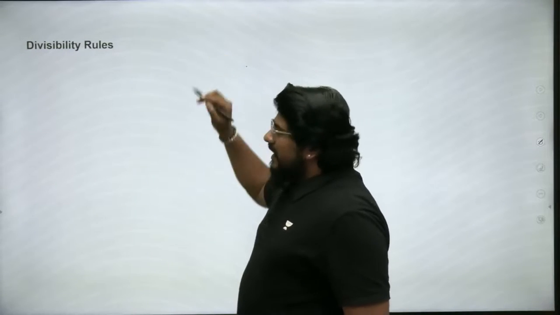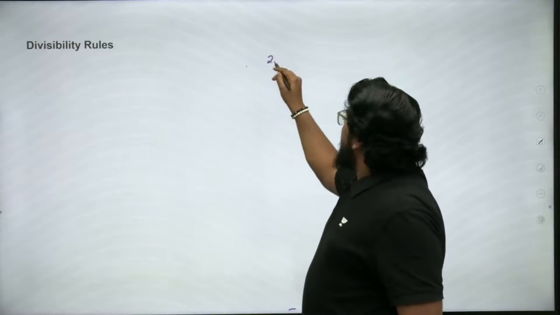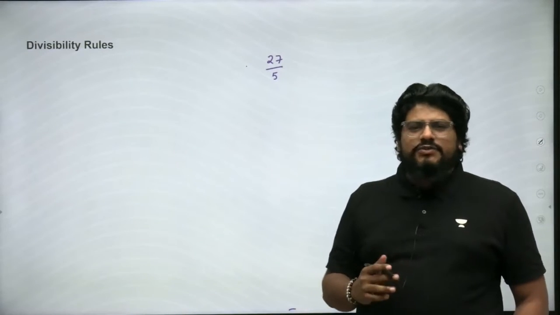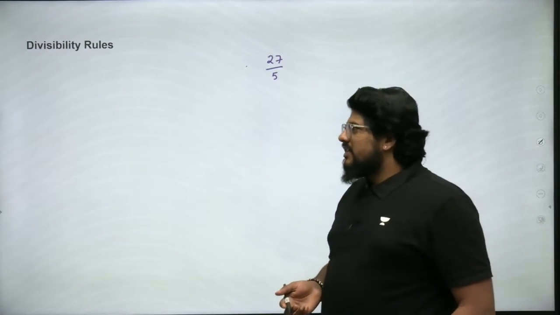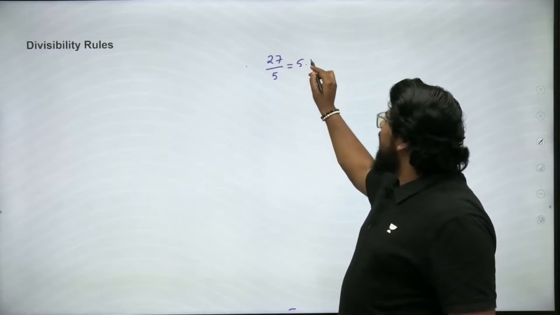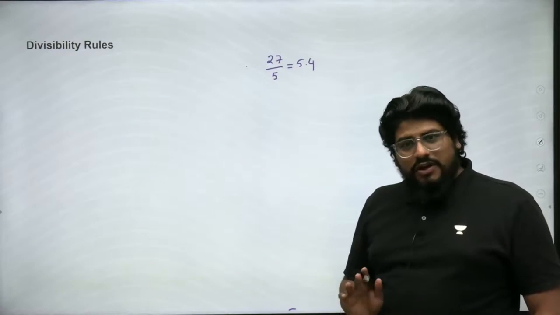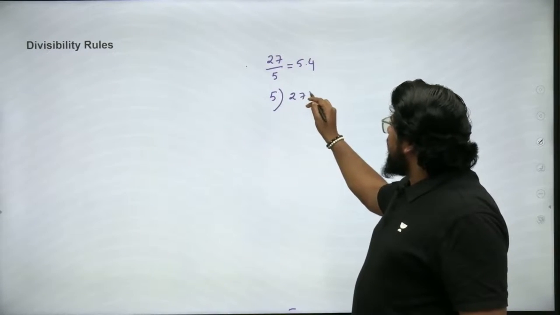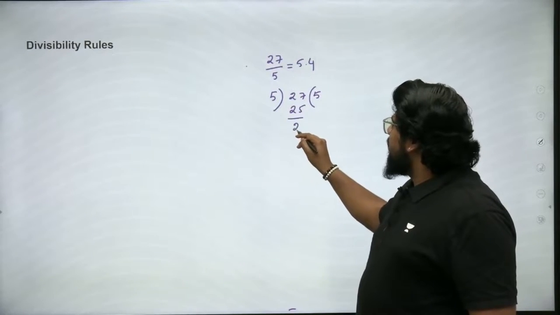what is divisibility? When can I say a number is divisible by another number? If I say 27 is divided by 5, does 5 divide 27 evenly? A quick question is, why can't we divide? 5 goes how many times? 5.4 is the result. Yes, you are all correct. But when I divide 27 by 5, it goes 5 times, which is 25, and it leaves a remainder of 2.